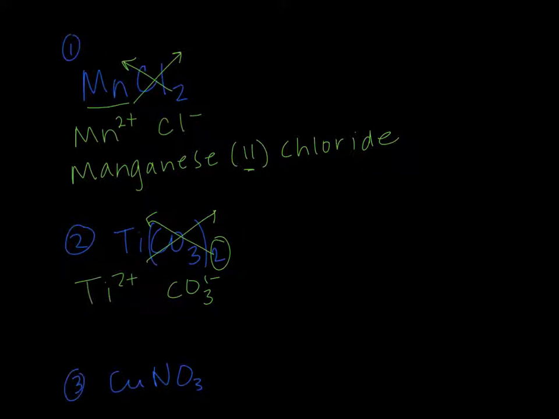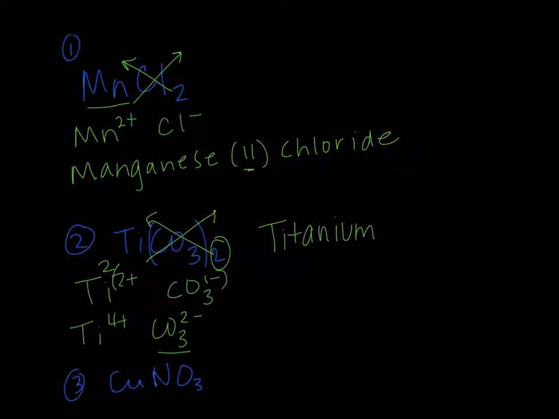So what I have to do is multiply both of these by 2 to get this one back to -2. All right, and so if I do that, I end up with Ti4+ and CO3 2 minus. And so now this is correct, so that means that this one is correct too. So when I name this, it's going to be titanium 4 carbonate.